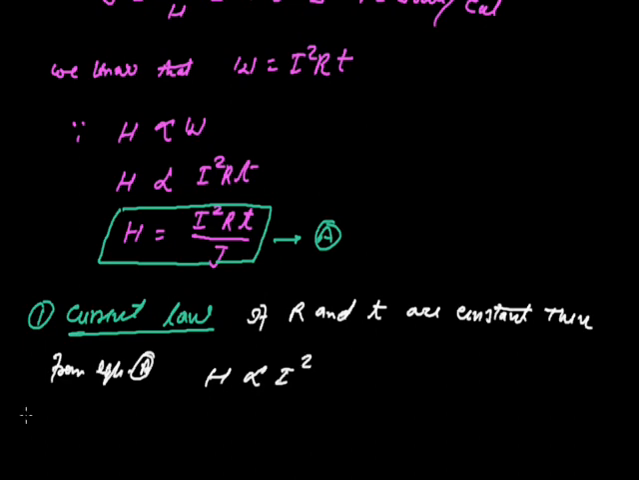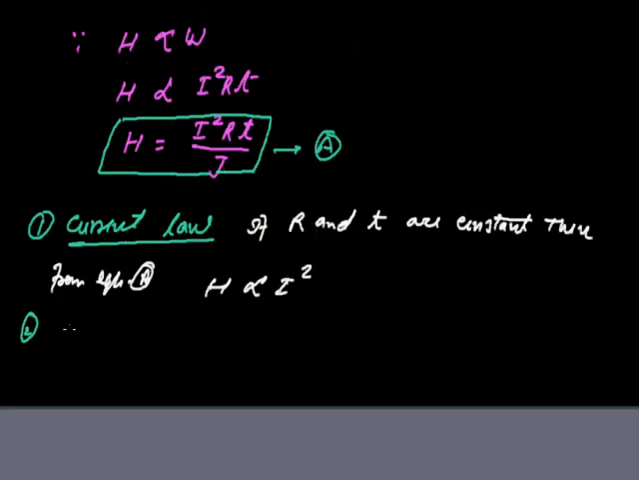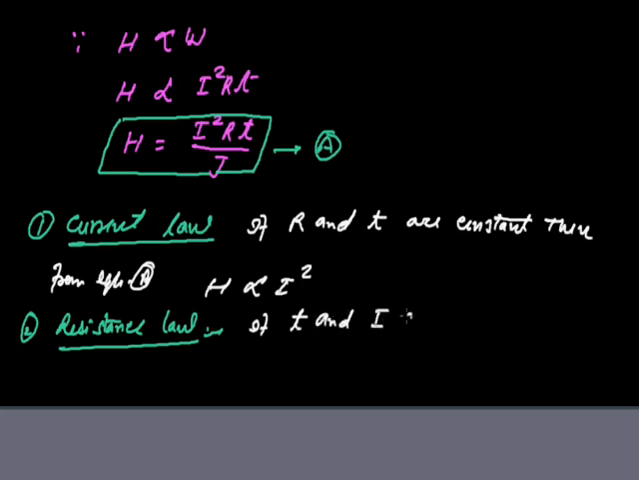Second is resistance law. If T and I are constant, then from A, H is directly proportional to R. Higher is the resistance of the coil, higher will be the heat produced. It is known as resistance law.